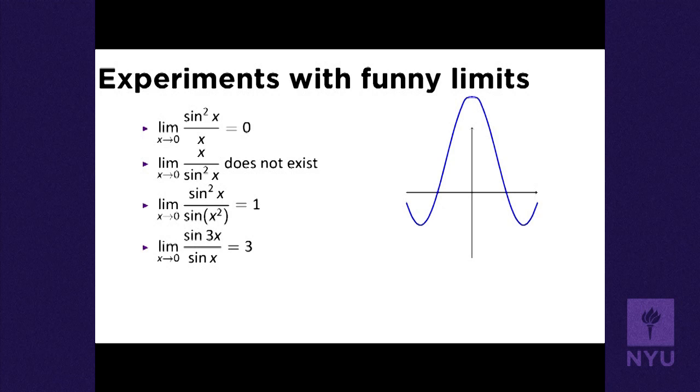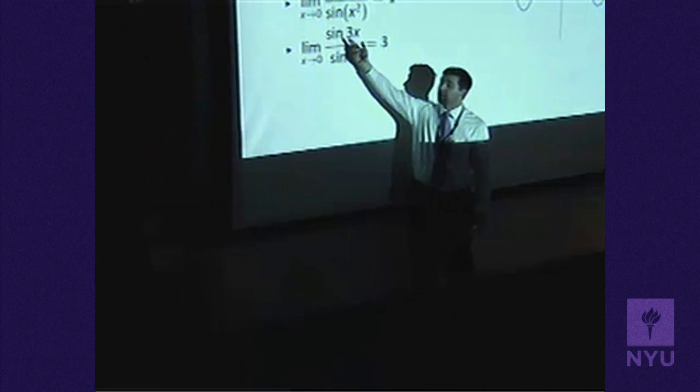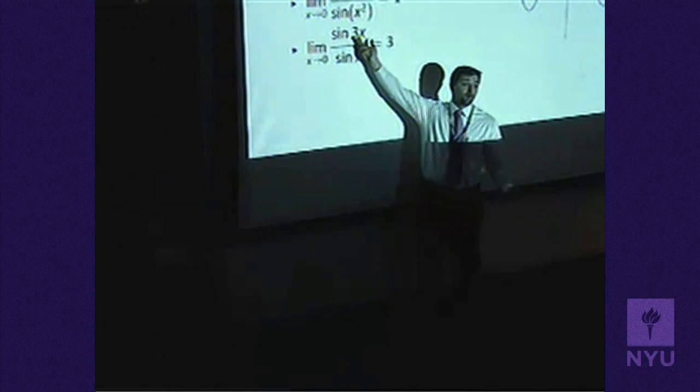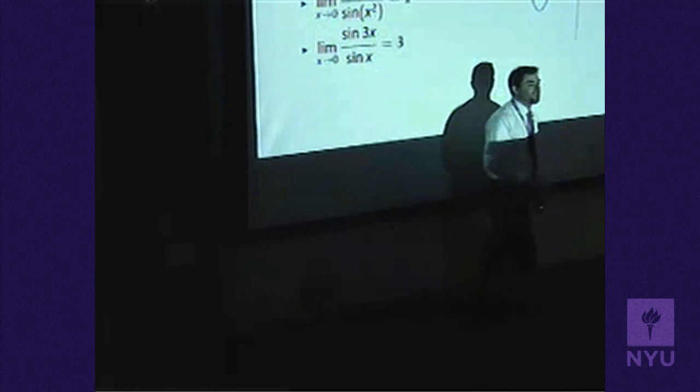So I gave you 4 examples of a quotient of 2 functions where in the limit the numerator went to 0 and the denominator went to 0. And I got 4 different answers. I got 0, I got 1, I got 3, and I got does not exist. If I had taken it from the right or the left, I would get plus or minus infinity. And you might notice that this limit here, if I had just changed that 3 to a 4, I could get a limit of 4. Or 17, I could get a limit of 17.